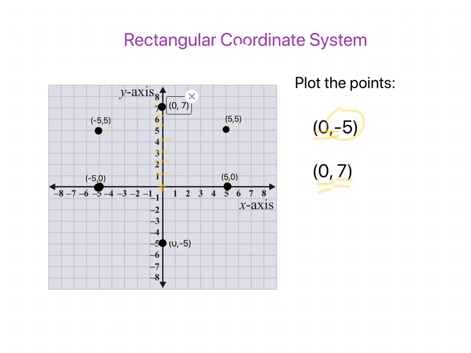Your rectangular coordinate system, or your coordinate plane, whatever you call it. Just don't forget the basics. Okay, we'll go to the next step in another video and learn how to read and look at equations of lines and other good little skills like that.